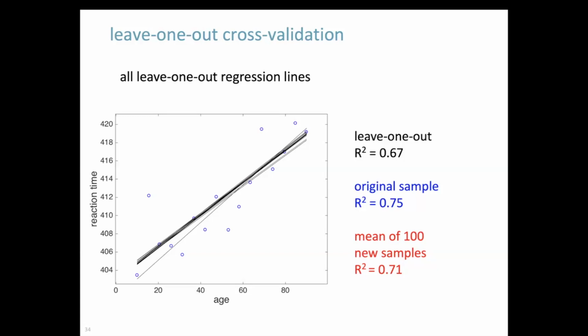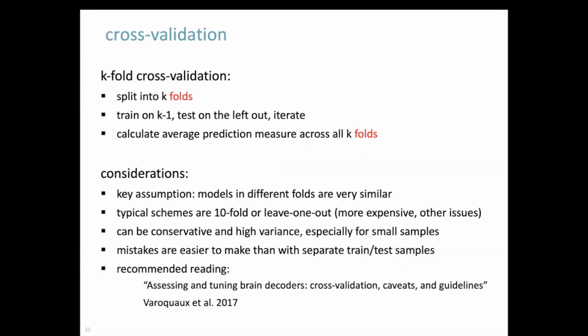So it's conservative sometimes, but it's closer to the mean of 100 new samples than it is to what you're getting in the original sample. So it's an indication of how well you can do, maybe a bit conservative. And there are many considerations in doing this. You assume that the models across the folds are pretty similar to each other. Typically, people do this in something like 10-fold cross-validation or leave-one-out, which is more expensive and has other issues.